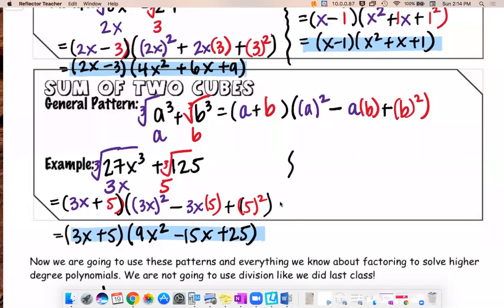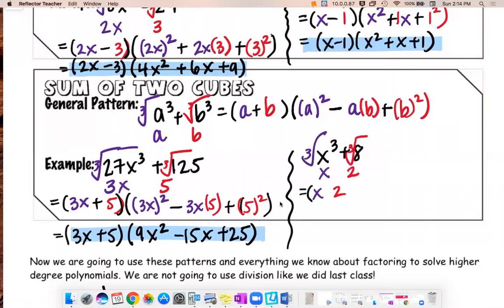Okay, let's do one last example. Let's do x cubed plus 8. So first thing you do the cube root of each of these. Cube root of x cubed is x. Cube root of 8 is 2. And then we just plug it into our formula. So this becomes x. This is 2.